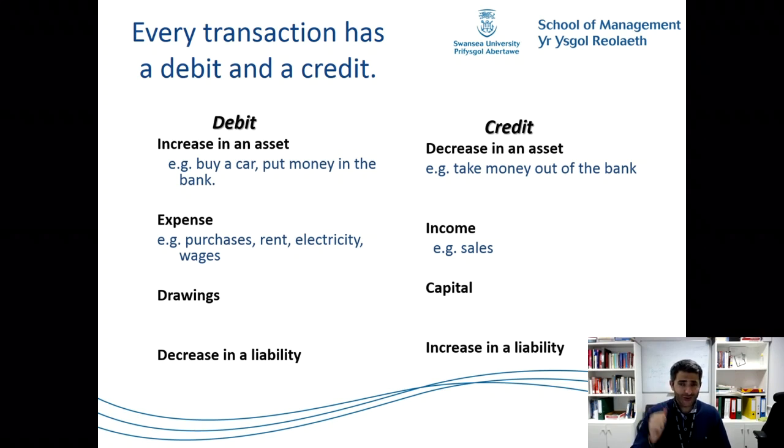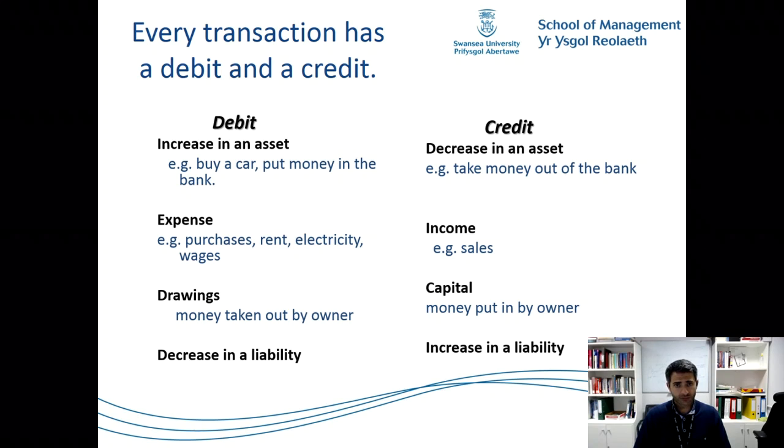Rule number 3: drawings. Always remember you need to record drawings on the debit side, all the time. This is money taken out by the owner, if you remember. Capital should always be recorded on the credit side, all the time. Now let's come to liabilities. Liabilities are the opposite of assets. Remember, if you know rule number 1, you should be able to know rule number 4.